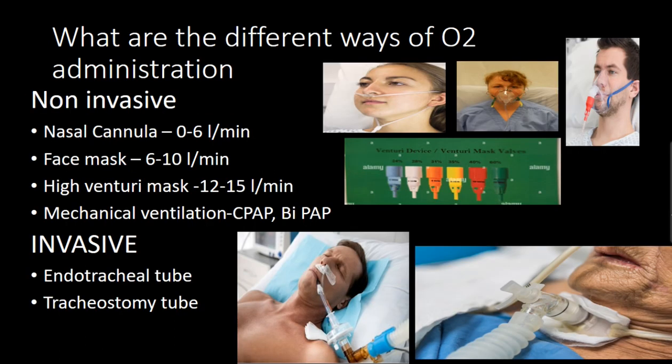Next, what are the different ways of oxygen administration? So we have non-invasive as well as invasive methods. In non-invasive we have the nasal cannula. You can see here, this is the nasal cannula. With this we can deliver 0 to 6 liters of oxygen per minute to the patient. Next we have the face mask. With this we can deliver 6 to 10 liters of oxygen per minute to the patient.